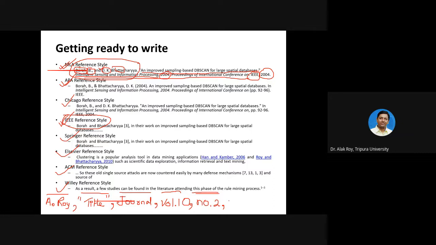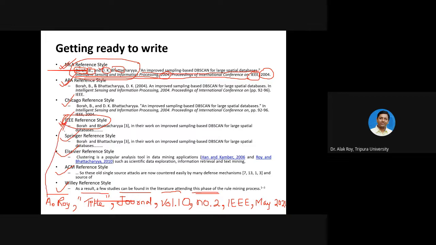Then who is the publisher of this journal? If it is IEEE, publisher name, please note down in your copy, publisher name, then in which month or maybe which year. If the month is available, then write the month name, say May 2021. If not available, write only the year. So this is the format for IEEE.